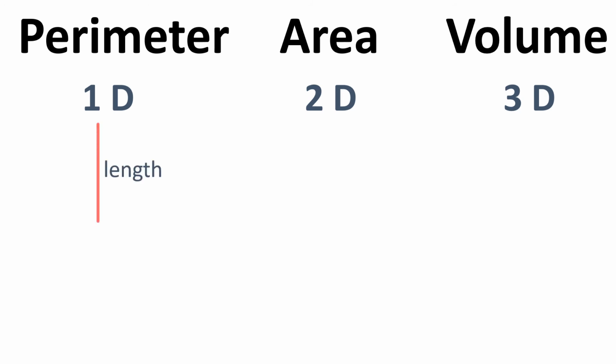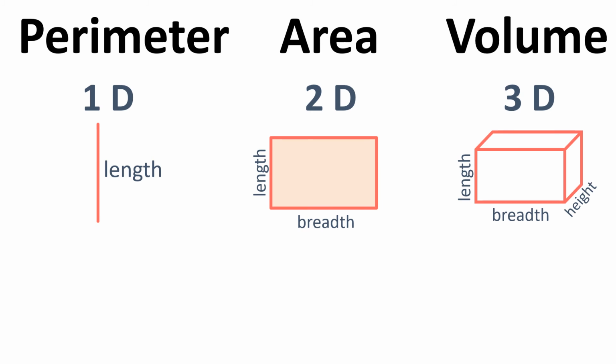Now let's see how perimeter, area and volume are related. Perimeter is one dimension quantity. Area is two dimension quantity and volume is 3-dimension quantity. Perimeter has only length. Area has length and breadth, and volume has length, breadth and height.